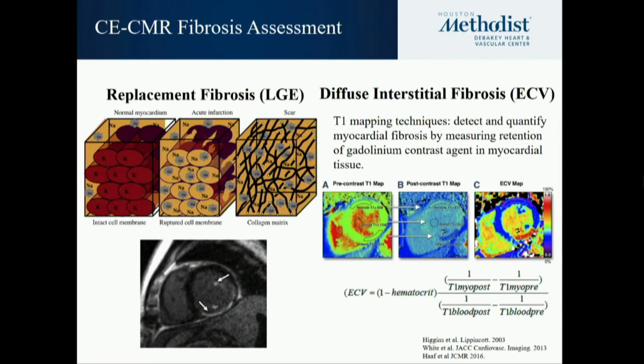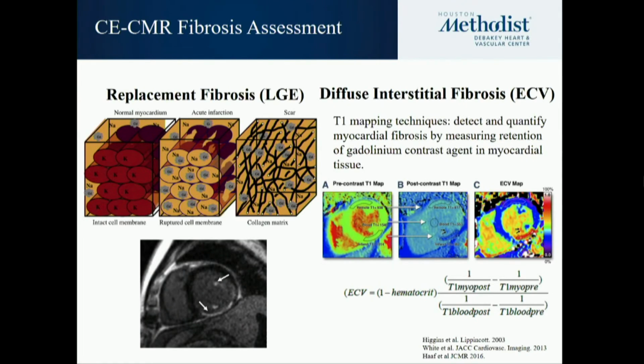And as we know, there's two types of myocardial fibrosis. There's replacement fibrosis, or LGE, which is basically irreversible damage. And then there's diffuse interstitial fibrosis measured by ECV, which is a dynamic process. And so both these techniques involve the use of gadolinium, which is the extracellular contrast agent. And by using novel T1 mapping techniques, we're able to detect and quantify the amount of myocardial fibrosis by measuring the retention of gadolinium contrast agent in the myocardial tissue.